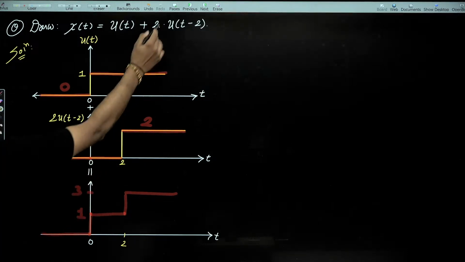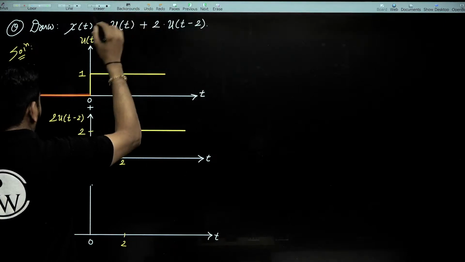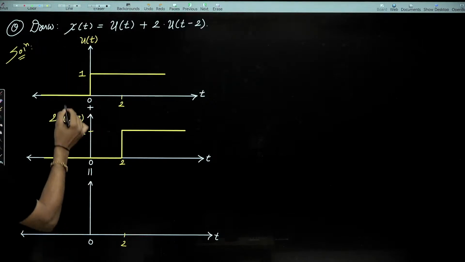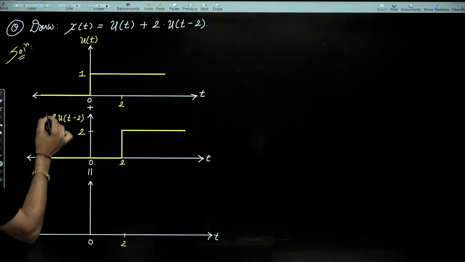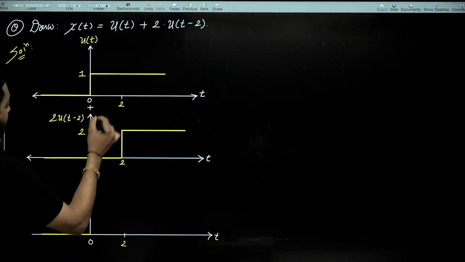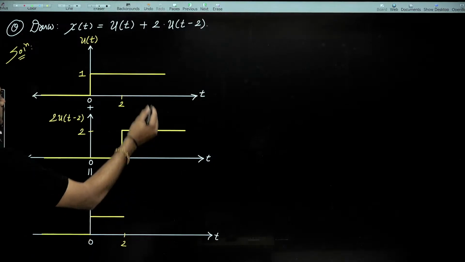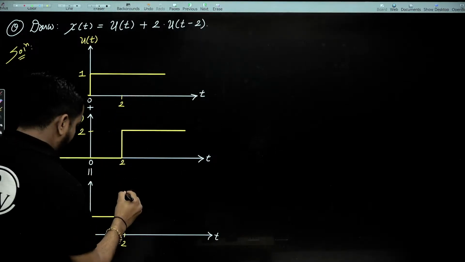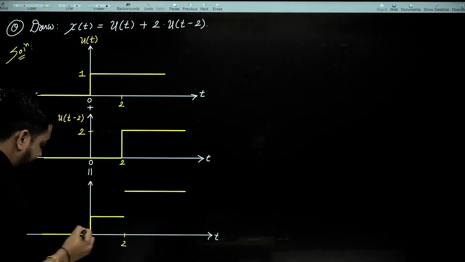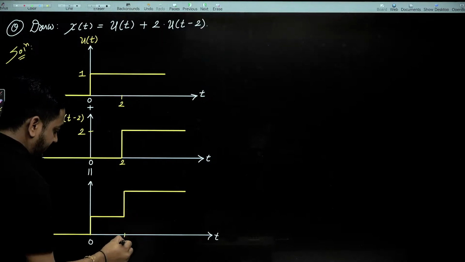So let me write properly. For t less than 0, 0 plus 0 is 0, guys. Between 0 and 2, 1 plus 0 is 1, and for greater than 2, 1 plus 2, the amplitude is 3. And here there is a sudden change at t equal to 0, a step is present, that's why there is a sudden change. At t equal to 2, one more step is present, that's why there is a sudden change.